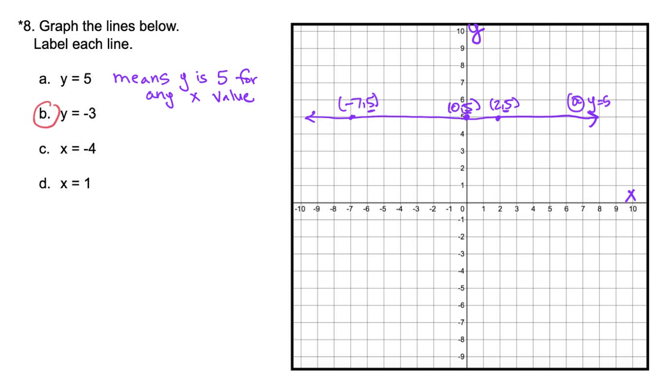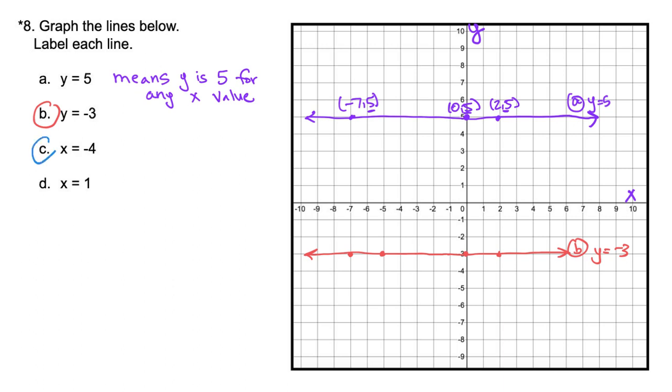To graph B, y equals negative 3. Again, I'm going to look along my y-axis for where y is negative 3. That gives me a point to go through. I need to go through all the points in which y is negative 3, which would be any point along this horizontal line. You don't have to actually plot points, but I think at the beginning it can help us visualize and see that the y value is negative 3 for everything along this red line, which we need to label. You can label it with the B or with y equals negative 3 or both.